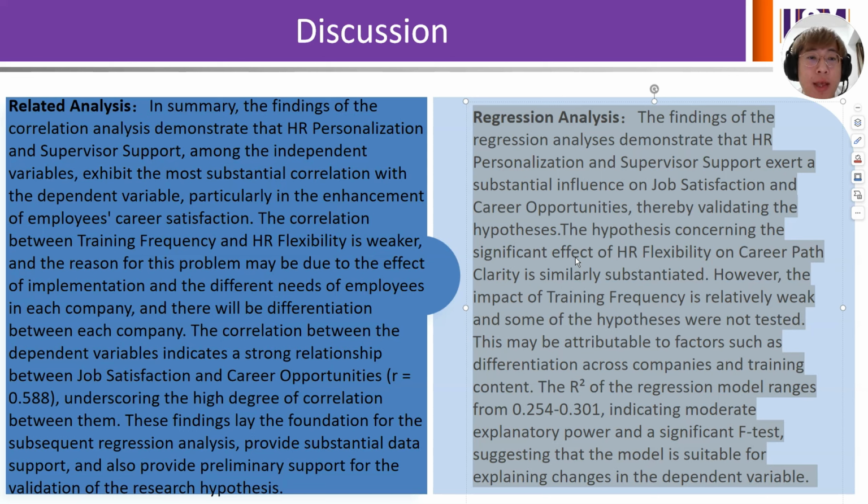From the correlation analysis, it shows that HR personalization and supervisor support have the strongest correlation with employees' career satisfaction, while training frequency and HR flexibility have a weaker correlation, which may be related to the differences in implementation effectiveness and employees' needs among enterprises. Meanwhile, the correlation between career satisfaction and career development opportunities was high. R is 0.588, which provided data support for the subsequent regression analysis and research hypothesis validation.